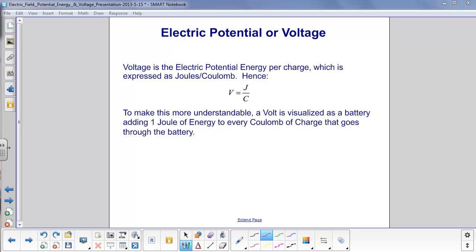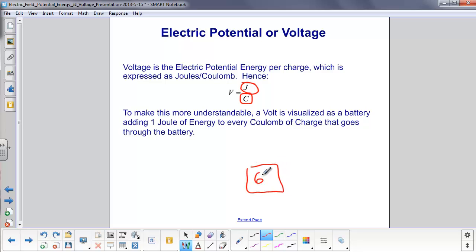Another way to talk about voltage is that it's the electric potential energy per charge, which is how we came up with the definition. And potential energy, all energy, is in joules, charge is in coulombs, so 1 volt equals 1 joule per coulomb. To make it a little more understandable, let's take a battery here.